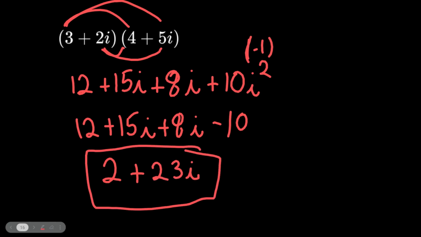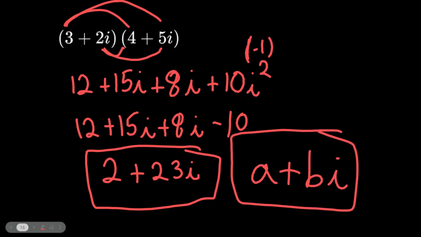And so, just so you know, the proper way to write your answers is in the form a plus bi, where your i term, your imaginary term, is second.